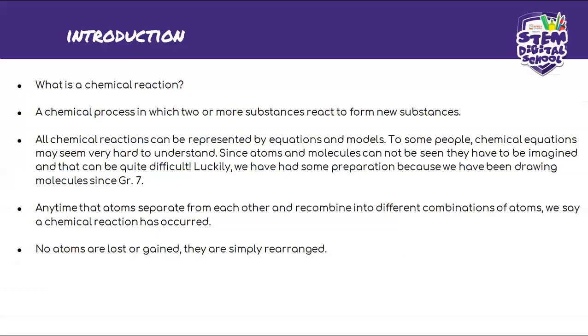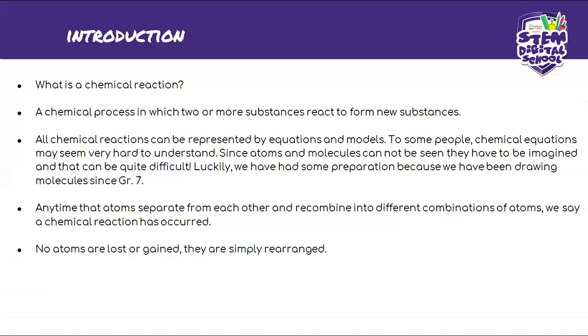To some people, chemical equations may seem very hard to understand. Since atoms and molecules cannot be seen, they have to be imagined, and that can be quite difficult. Luckily, we have had some preparations because we have been drawing molecules since grade 7, and then you will not have much problems. Now, any time that atoms separate from each other and recombine into different combinations of atoms, we say a chemical reaction has occurred.